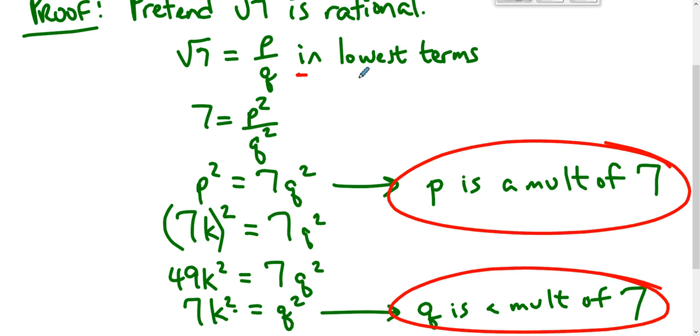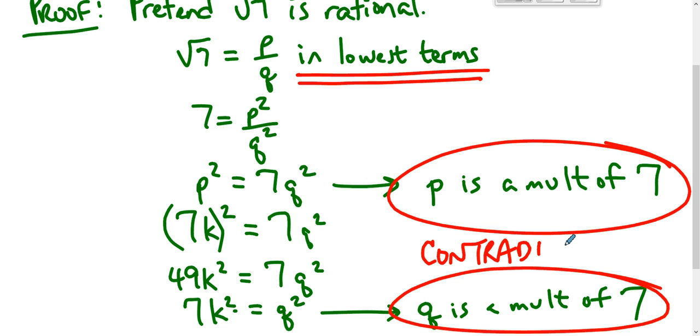But we said that p over q is in lowest terms. Do you see the problem with that? If p over q is in lowest terms, then there's no common factor for p and q, except that there is a common factor for p and q. And so these cannot be true if this is also true. And so math is broken. This is what we call a contradiction.